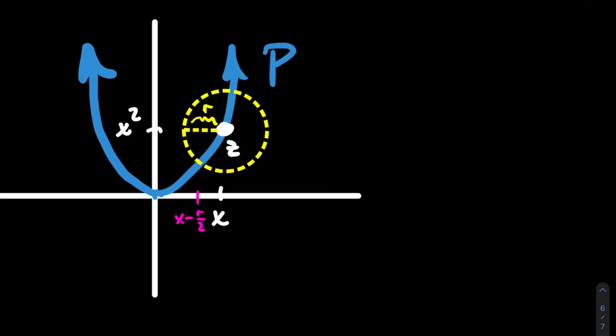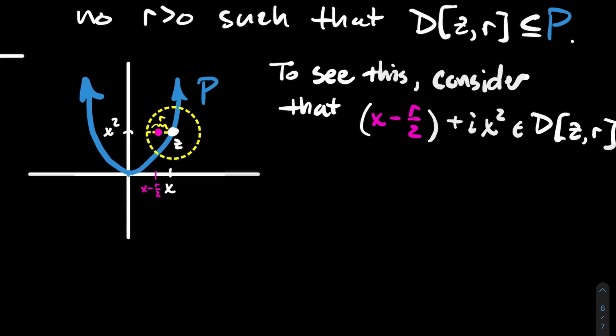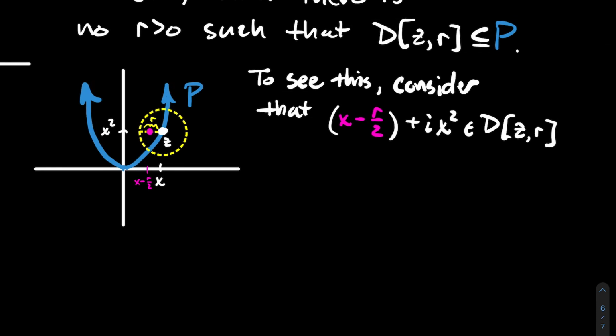Why don't I keep the y coordinate the same, but just move to the left r over 2 units? I'm just going to move a little bit to the left, about halfway there. And I'm going to think about that point. That point is in the disk, but it's clearly not on the parabola anymore. All right, so that's going to be the motivation for my proof. So to see that this disk is not a subset of the parabola, consider this complex number whose real part is x minus r over 2 and whose imaginary part is x squared. And again, over here, that's just shifted to the left r over 2 units.